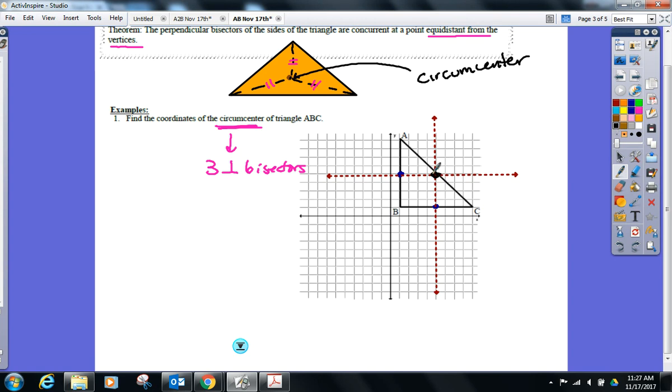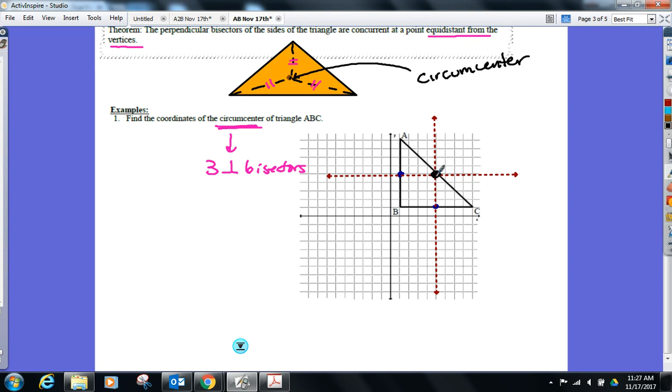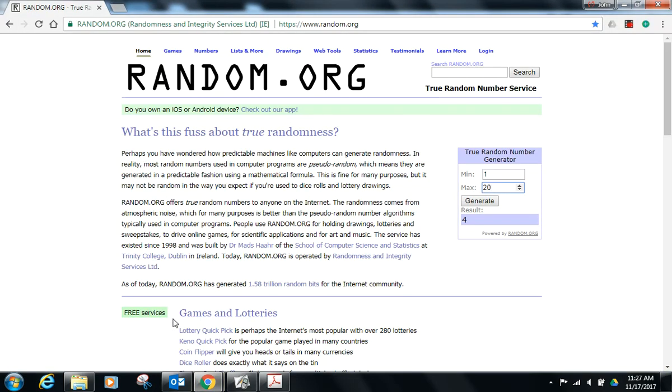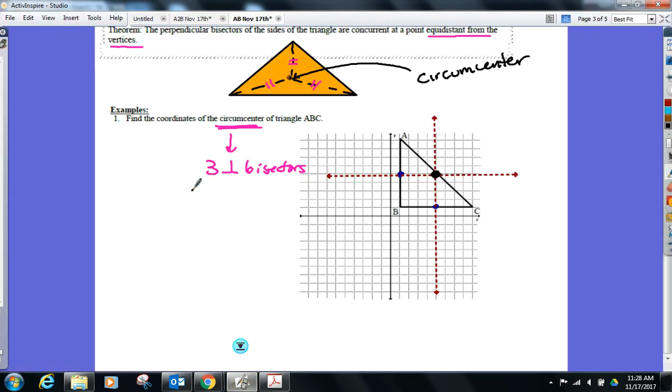There it is, where the perpendicular bisectors meet. And then it says find the coordinate. So name that coordinate where they met. What do we got, 13? Name the coordinate where they met. I think 1, 2, 3, 4. I have 5 on the y-axis.